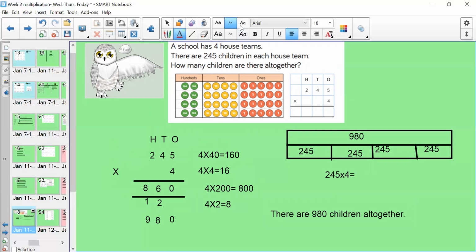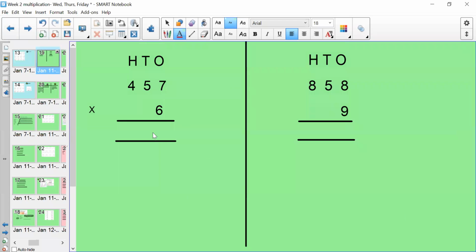Okay, so that's what you should have had. So if you've made any mistakes or errors, just pause the video and check through your work. Okay, so now you've got 2 examples to do independently by yourself, and then we will go through them afterwards. So pause the video and have a go at those.